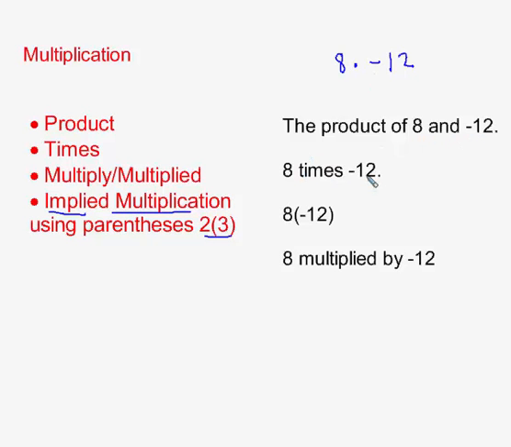8 times negative 12, and sometimes rather than using a multiplication symbol and parentheses, we drop the multiplication symbol and just write 8 parentheses negative 12. Since there's no operation in there, we're not saying 8 plus negative 12 or 8 minus negative 12 or divided by or multiplication. There's no symbol in here at all. We are using implied multiplication, meaning that this really is 8 times negative 12. And another way to say it is that 8 is being multiplied by negative 12. Or somebody could just use the word multiply. Will you please multiply the two numbers 8 and negative 12?